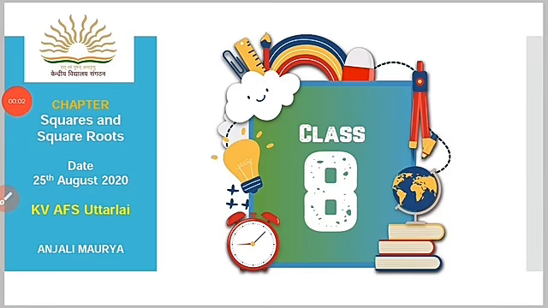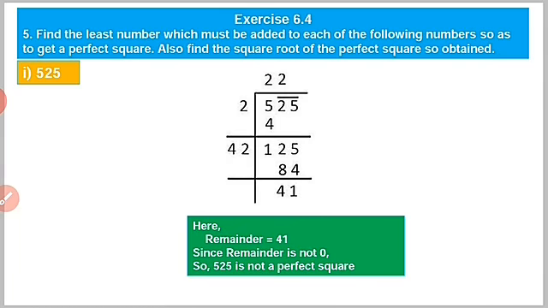Good morning, students. Let us continue with exercise 6.4. Question number 5. Find the least number which must be added to each of the following numbers so as to get a perfect square. Also find the square root of the perfect square so obtained.